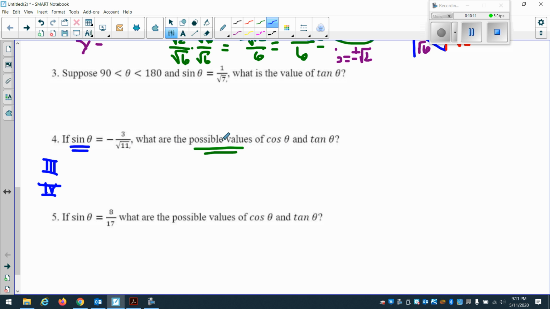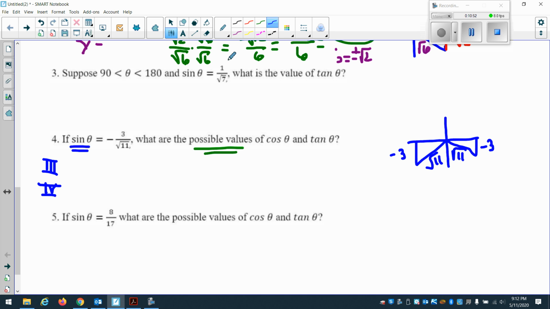So they're not telling us what quadrant it's in. Right now, based on what we're given, it could be in either quadrant 3 or quadrant 4. So when it asks for possible values, you're going to see why. Again, draw your triangles. I know it's in quadrant 3 and it could be in quadrant 4. Sine is opposite, so I know this is negative, and the hypotenuse is root 11. Your hypotenuse is always positive.